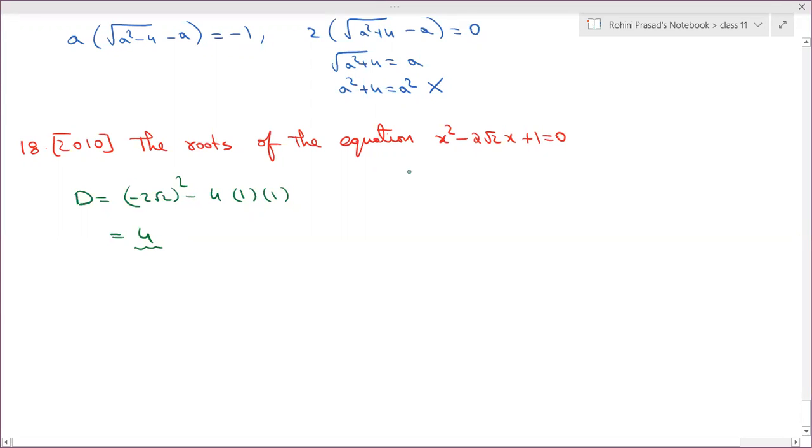If you look at the options, first one is real and different. Yes, they are real and different. That's correct. But let us see the other options also. Imaginary and different, second option, wrong. Third option, real and equal. Real and equal is also wrong. It will happen only if the discriminant is 0. That's also wrong. And the fourth option, rational and different.